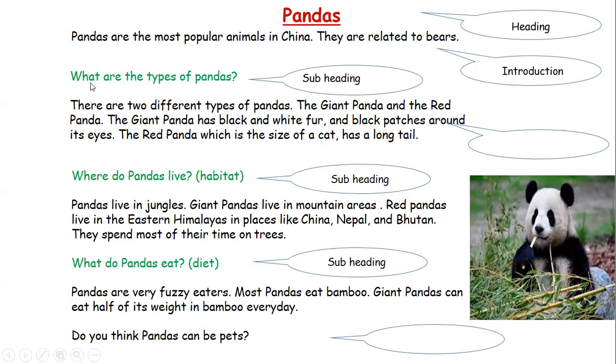Okay, how about this question? What are the types of pandas? This is a subheading. It tells us that the following paragraph is going to talk about a particular piece of information, which is the types of pandas. There are 2 different types of pandas, the giant panda and the red panda. The giant panda has black and white fur and black patches around its eyes. The red panda, which is the size of a cat, has a long tail. This is a paragraph, and this paragraph is related to this subheading.